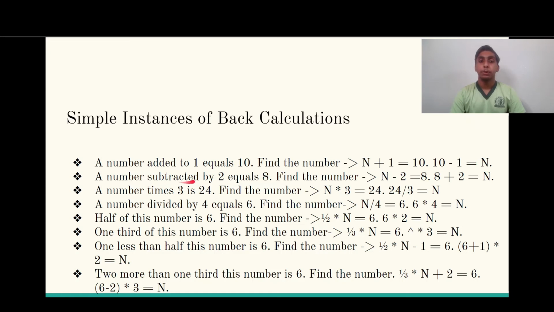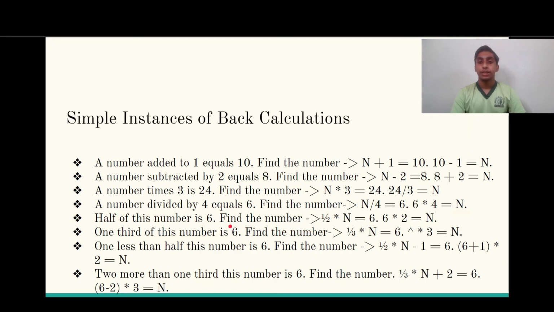A number subtracted by 2 equals 8. Find the number. So n - 2 = 8, 8 + 2 = n. Here we did subtraction, so we're going to do addition and back calculate. A number times 3 is 24. Find the number. n times 3 = 24, so 24 divided by 3 = n. A number divided by 4 equals 6. Find the number. So we're doing division, we're going to do multiplication when back calculating. n divided by 4 = 6, 6 times 4 = n.